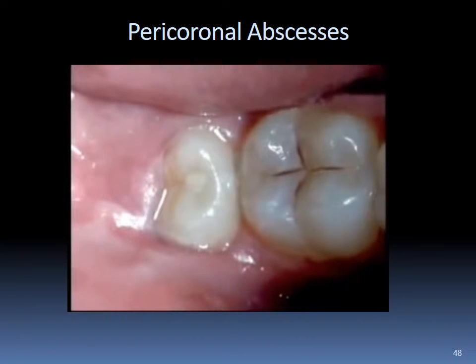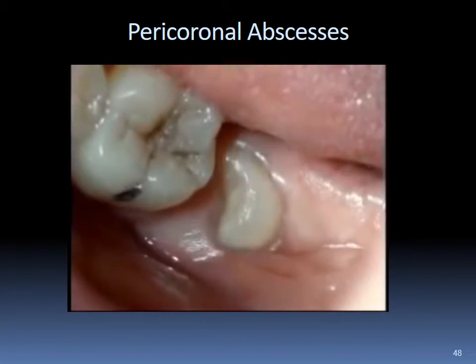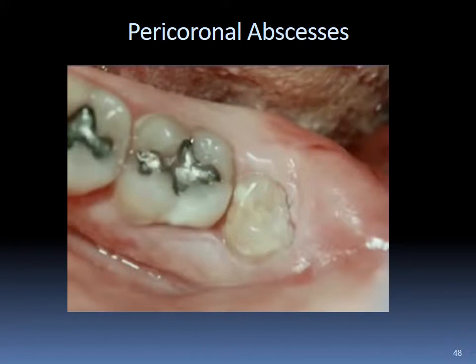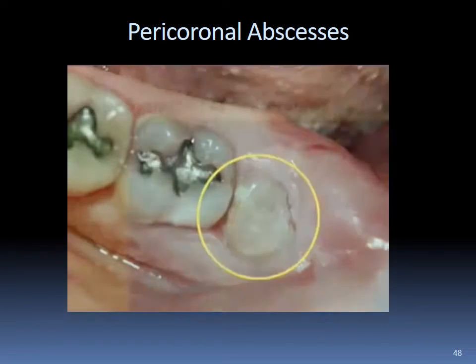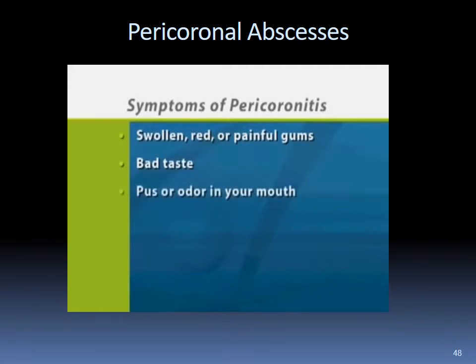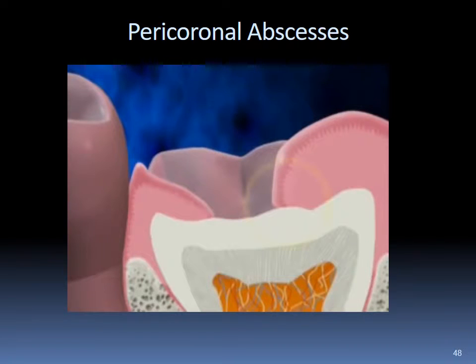Pericoronitis is an inflammation of the gum tissues that cover the chewing surface of molars that have not fully come into the mouth. It most often occurs with the wisdom teeth, also called third molars. You may realize you have pericoronitis when your back gums are swollen, red, and painful. You may also have a bad taste, pus or odor in your mouth, or difficulty opening your mouth wide. The most common cause of pericoronitis is food, bacteria, or plaque trapped beneath the gum flap.